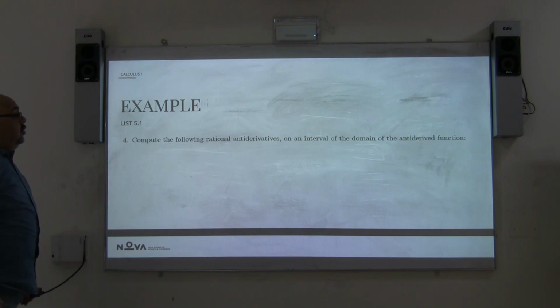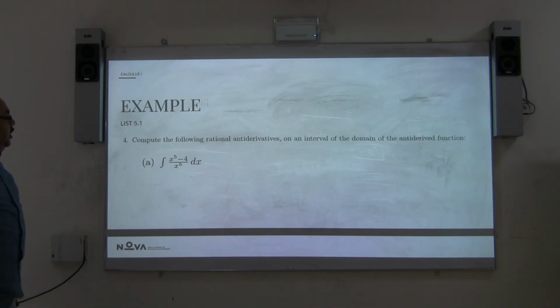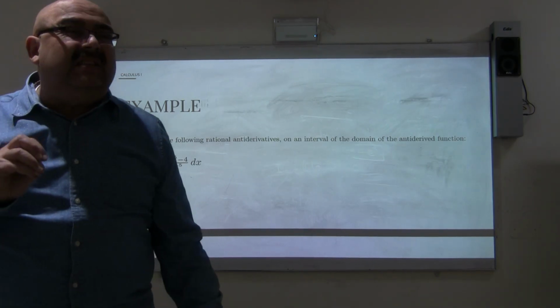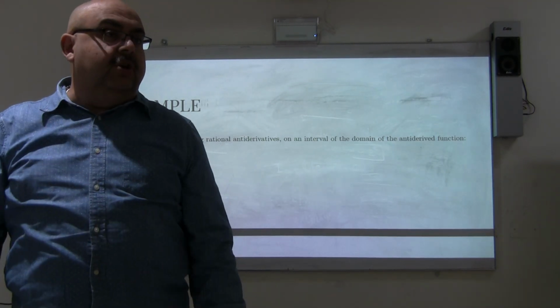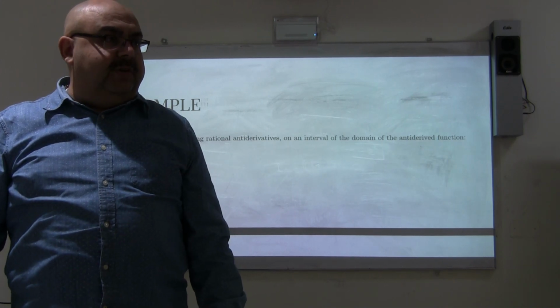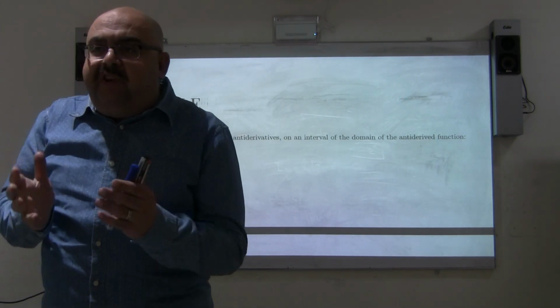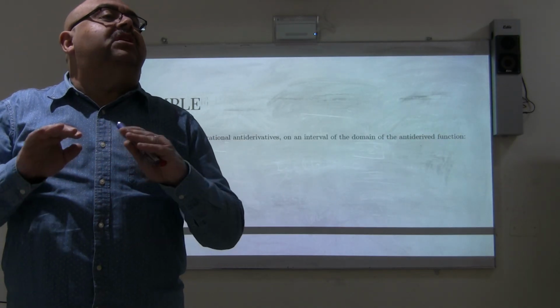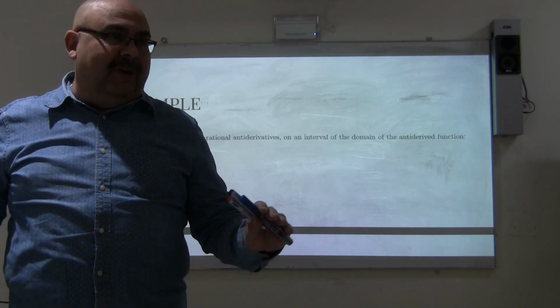Okay, compute the following rational antiderivatives on an interval of the domain of the antiderivative. I need to integrate x to the power of 5 minus 4 over x to the power of 5. In this case, usually in integration, the degree of the denominator should be greater than the degree of the numerator. What if they are equal to each other? Like this case, try to find the solution, Mr. Omar. Try to distribute the numerator on the denominator.